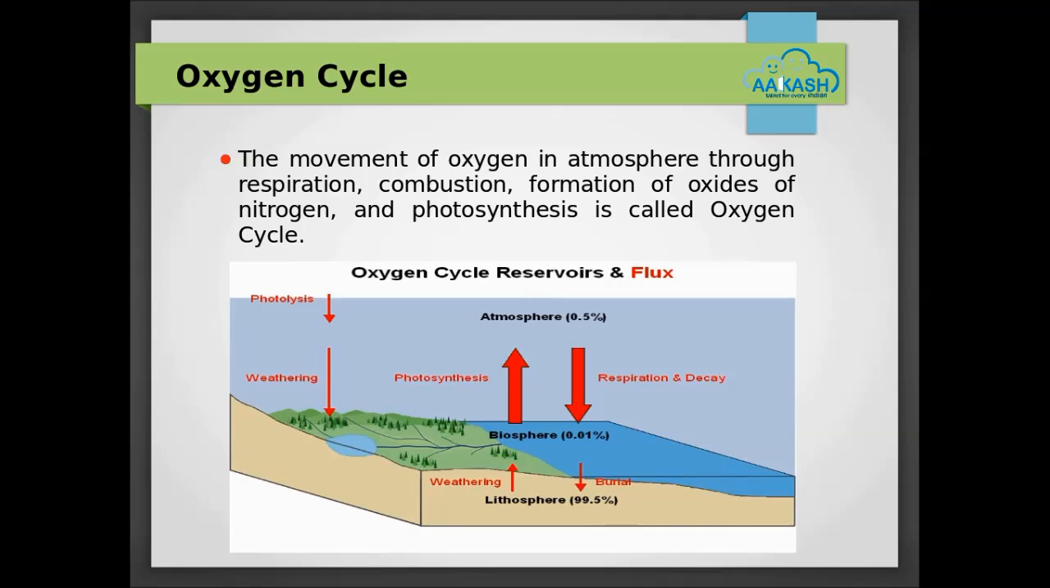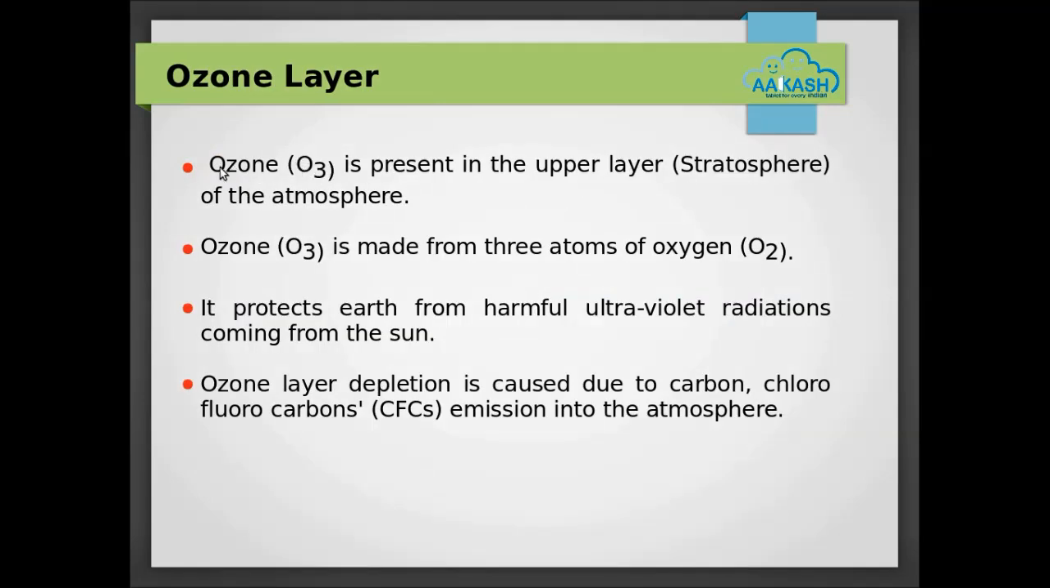Here we can see oxygen is freed by the process of photolysis. Sunlight breaks oxygen molecules to produce free oxygen. The lithosphere mostly fixes oxygen in minerals such as silicates and oxide. Ozone layer. The atmospheric oxygen has led to the formation of ozone. Ozone layer within the stratosphere. The ozone is made up of 3 atoms of oxygen. It protects our earth from harmful ultraviolet radiation.